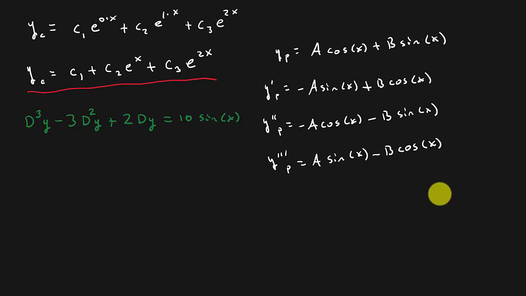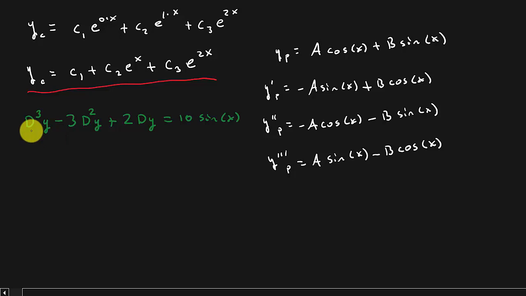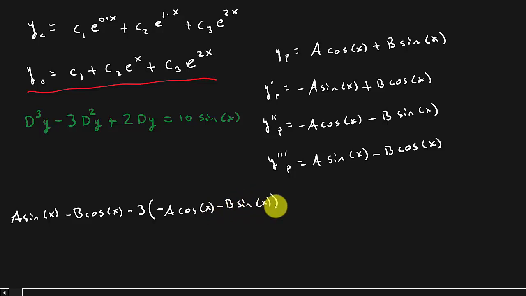That's going to be, see, this is going to be a long one. So plug this in for the third derivative. So that's going to be a sine x minus b cosine x minus 3 times, now we plug the second derivative into here, negative a cosine x minus b sine x. And then this one plus 2 times, and then plug in the first derivative, negative a sine x plus b cosine x. And that equals 10 sine x.